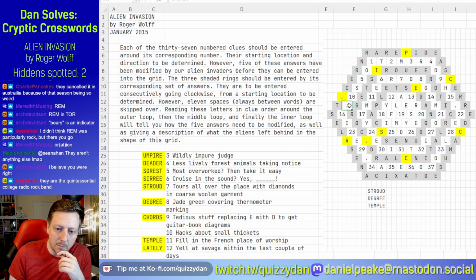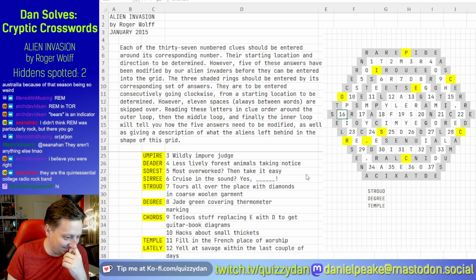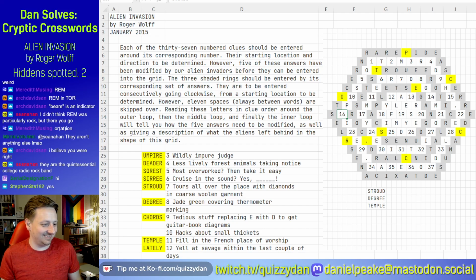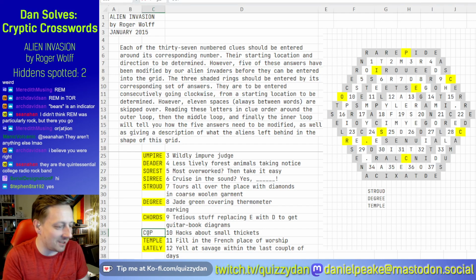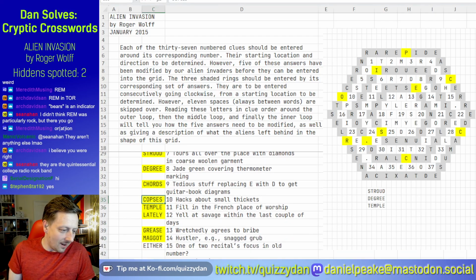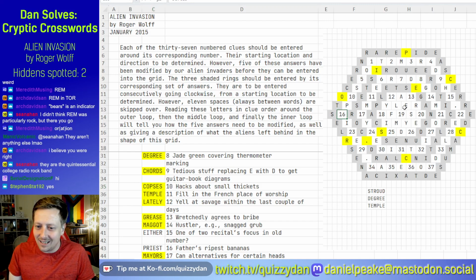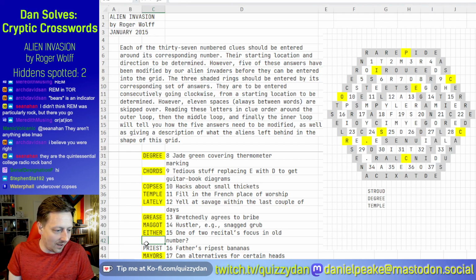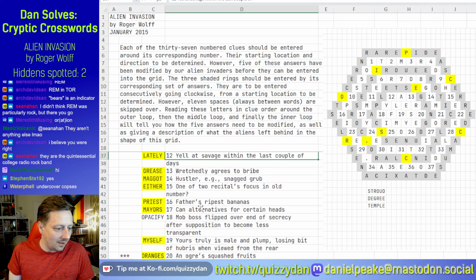Oh, is it copses, but I'd got it the wrong way round? Didn't see that it was ambiguous. Back it goes in, and good evening, see you. I hope you're doing all right. 15, either. That is now disambiguated into that way round. Priest. That's fine. Whoops.